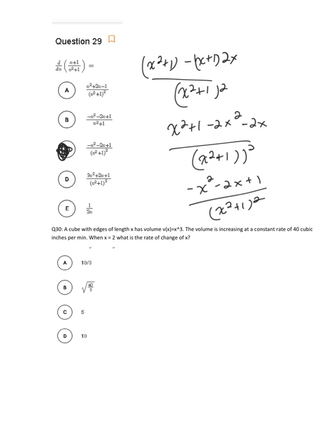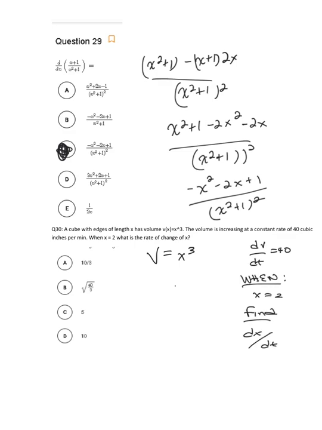Okay, question 30. You have a cube. You have the volume x cubed. The volume is increasing at a constant rate of 40 cubic centimeters per minute. Okay, we want to know when. Remember what I told you about related rates? You're always going to have when. X equals 2. Find dx dt.